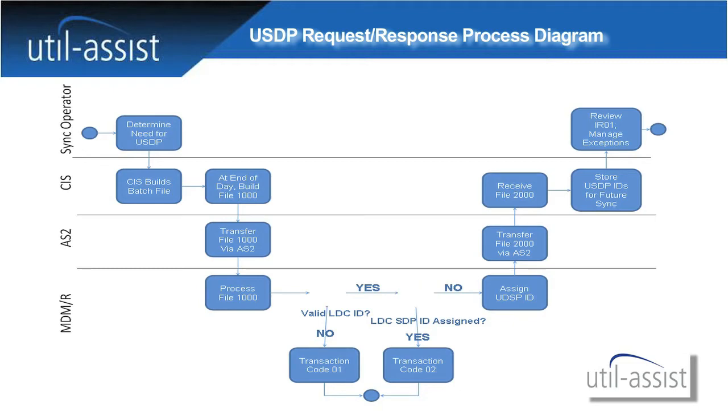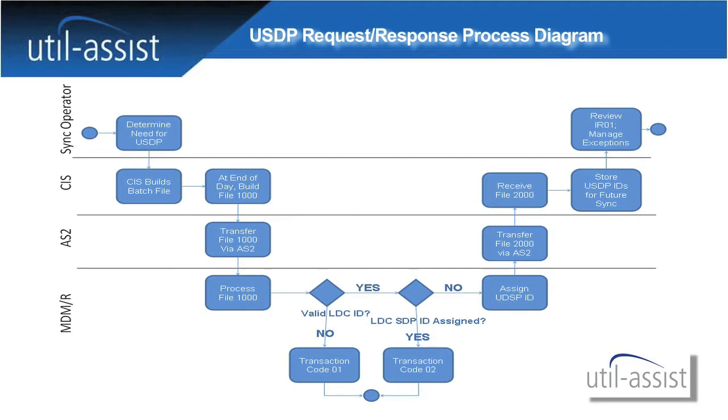These decision blocks down here refer to some of the business rules for this interface. When the MDMR processes this file, one of the first pieces of logic is: is this a valid LDC ID? Are you properly enrolled? Do you have the proper org ID in your files? If not, transaction code 01 would result. This is pretty easy to get through. It's a setup thing, and once it's set up in your CIS, it should run without a problem. You then move past that logic to: has this LDC SDP ID been assigned previously? If it has, you would get transaction code 2.